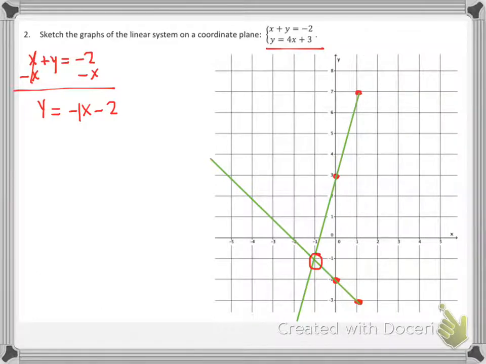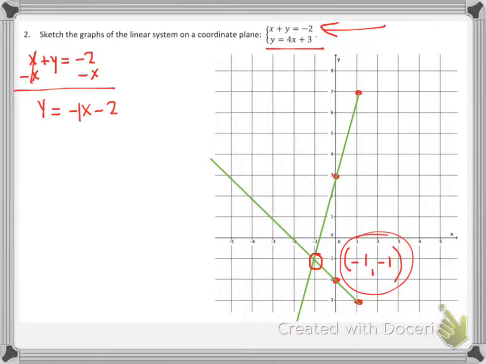That's the point -1, -1. Left 1, down 1. That's the intersection. And then I'm just going to check both equations. I'm going to start with that first equation. I'm going to plug in my x and y values and see if it's true.